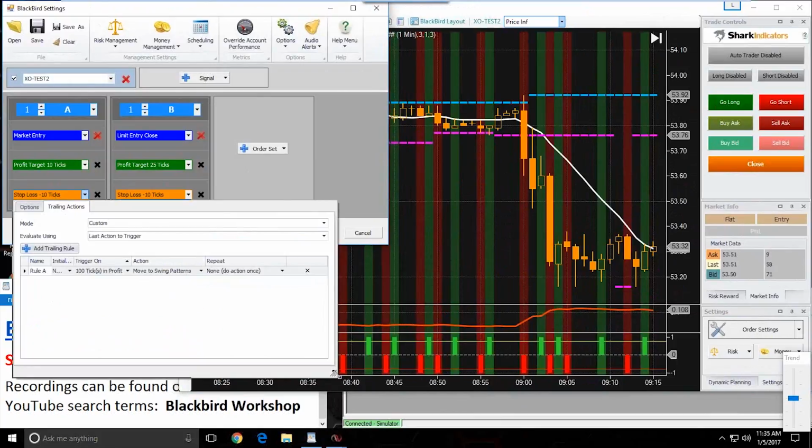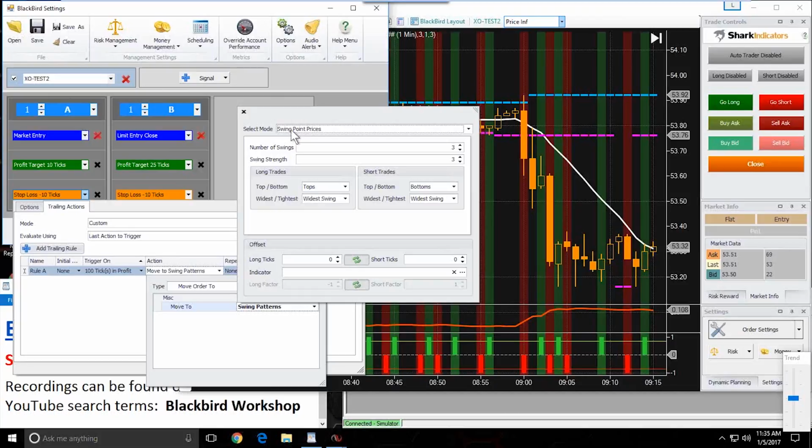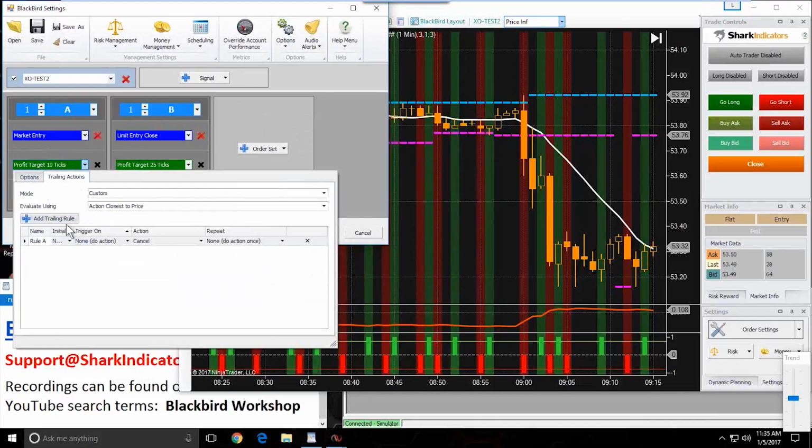So, all right, we're working on the actions here, swing patterns. So you can move your stop loss, even your profit target, of course. Now, these trailing rules, I'm using a stop loss as my example because most people are just going to be moving their stop losses around. But keep in mind that these trailing rules also apply to moving your profit targets around, right? So you could move your profit target to one of these swing points as well.